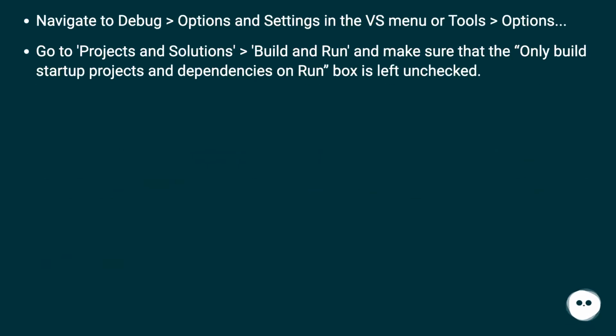Navigate to Debug options and settings in the VS menu, or Tools, Options. Go to Projects and Solutions, Build and Run, and make sure that the Only Build Startup Projects and Dependencies on Run box is left unchecked.